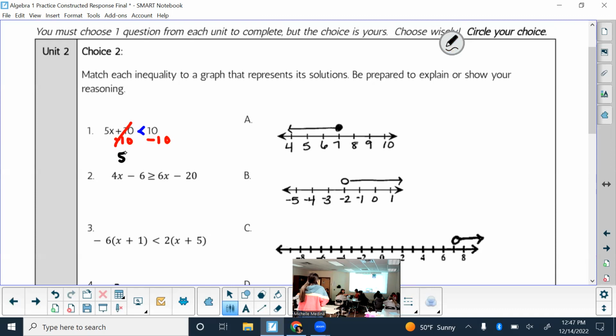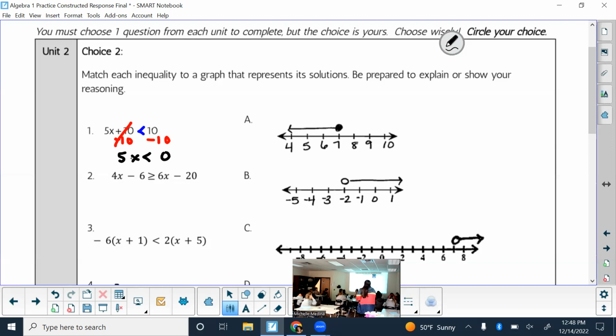So on the left, I have 5x. Do I need to flip the sign when I subtract? No, I don't need to flip the sign when I subtract. When do I need to flip the sign? A little more than that. When you multiply or divide a negative on both sides of the sentence. If you multiply or divide a positive, we don't care about that. But if you multiply or divide a negative, you need to flip the sign. So on the right side, what's 10 minus 10?